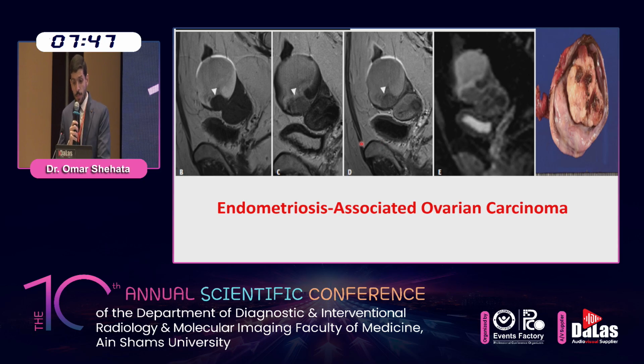As in this case, image B shows high intensity signal on T1 weighted image. Image C shows persistently mild increase in fluid intensity, although T2 dark spots are still visible at the bottom of the cyst on sagittal T2 weighted image. Image D shows a nodule with post-contrast enhancement, and image E shows diffusion restriction.